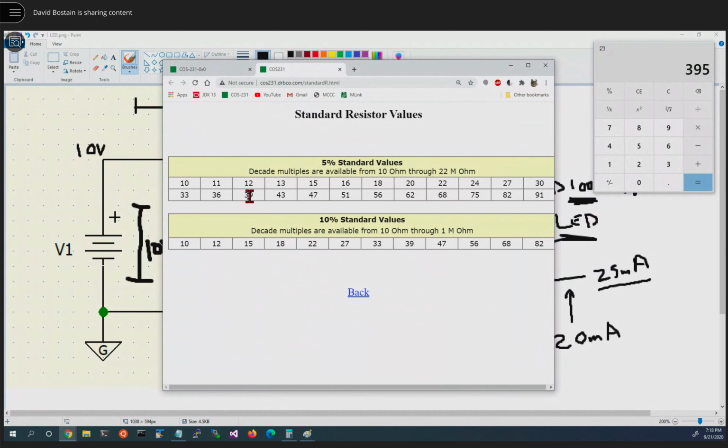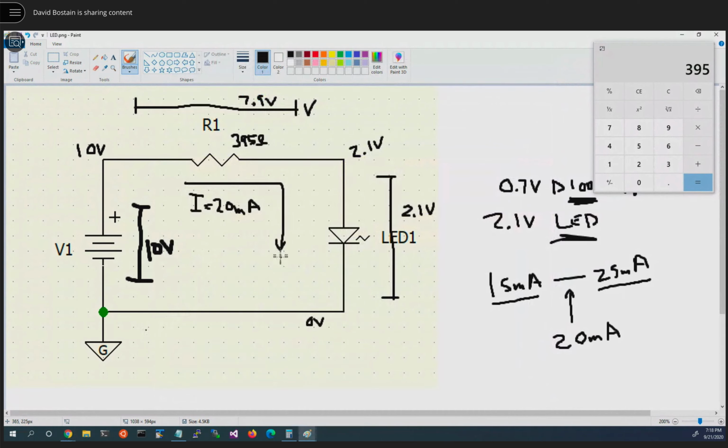395. Well, looks like we could get either a 10% or a 5% at 390. That's pretty close. So let's go for a 10% at 390. So we know the real resistor we're going to get is 390 ohms. And we said we're going to make it be 10%. So it's possible that we take 390 and we add 39 to it. That's 10%. We get 429.